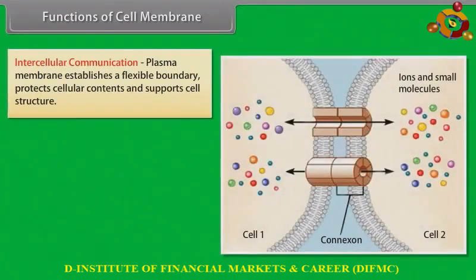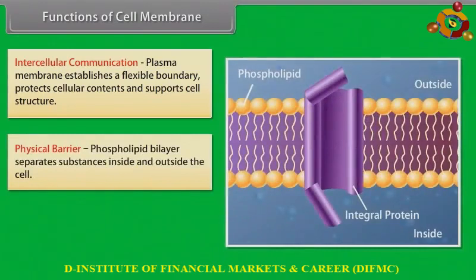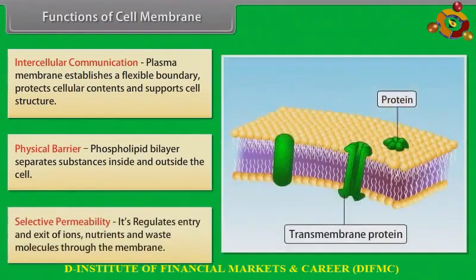Intercellular communication. Plasma membrane establishes a flexible boundary, protects cellular contents and supports cell structure. Physical barrier. Phospholipid bilayer separates substances inside and outside the cell. Selective permeability. It regulates entry and exit of ions, nutrients, and waste molecules through the membrane.